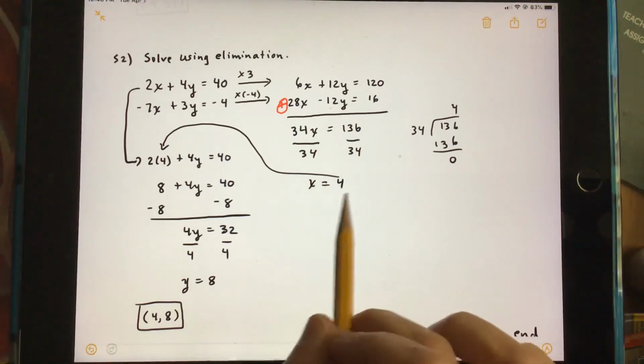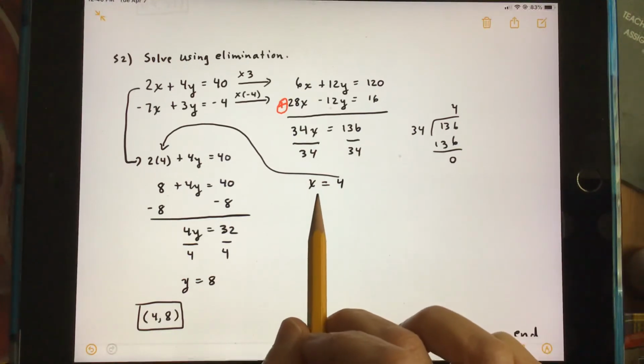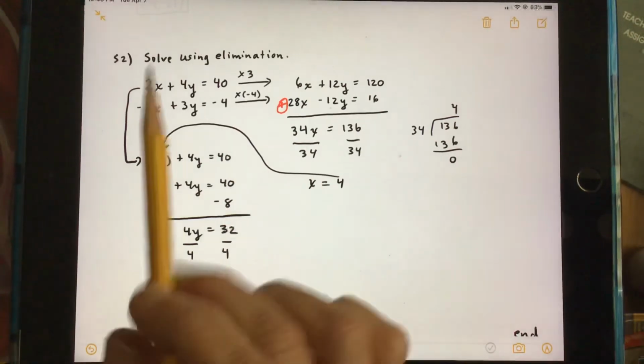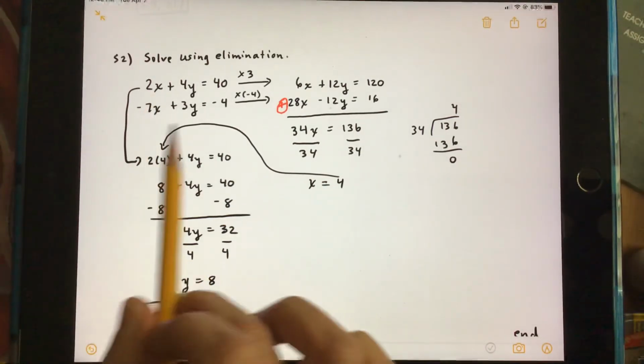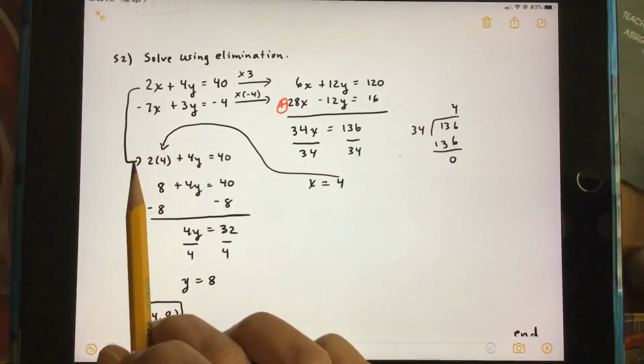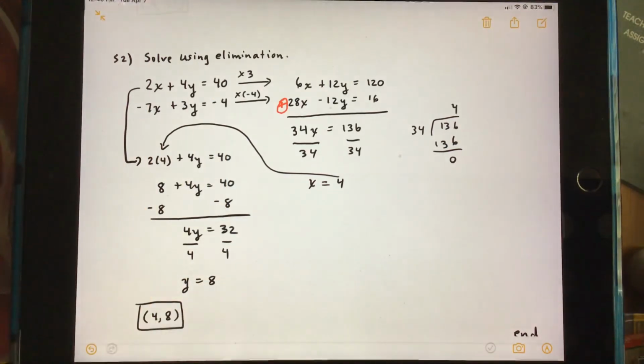Now I'm going to use that 4 that I found out is the value for x to figure out the y value that's going to work in both of these equations. So I pick either equation. It doesn't matter which one of these two original given equations. I chose the first one. You could have just as easily chosen the second. Whichever one looks easiest for you is the one you want to pick.